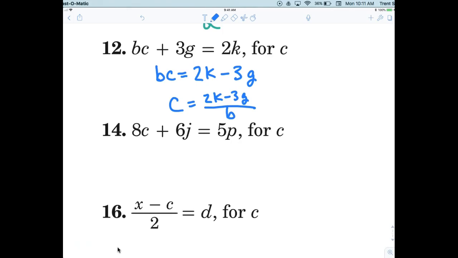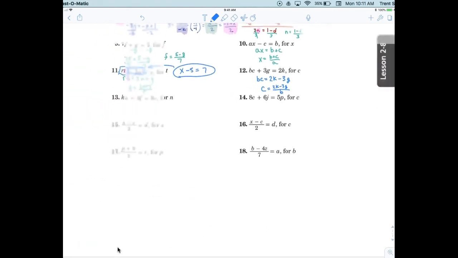How do you know that you're trying to solve for C and not G? Because I read the problem. Oh yeah, that's true. It'll tell you what variable to solve for. Because you can solve for B, you can solve for C, you can solve for G, you can solve for K. They have to tell you. Good read? Sure? All right, let's take a look at 13.